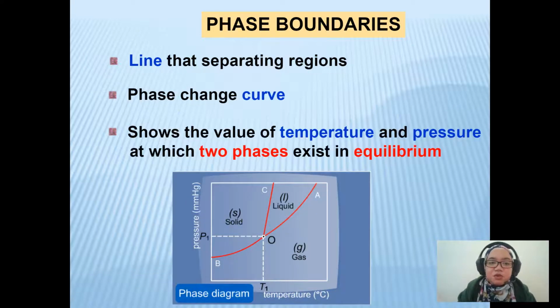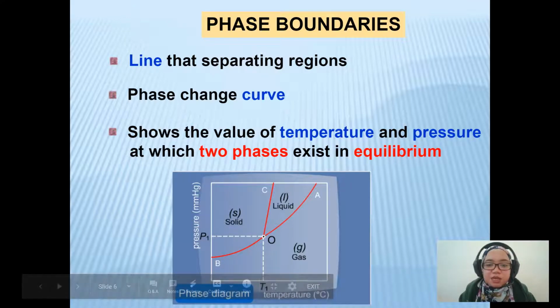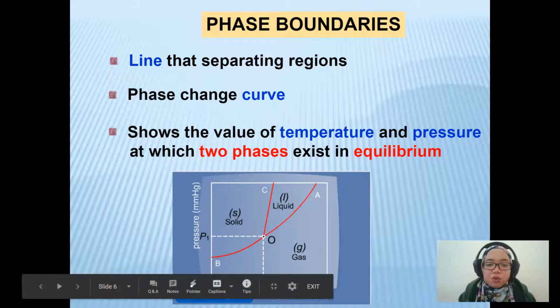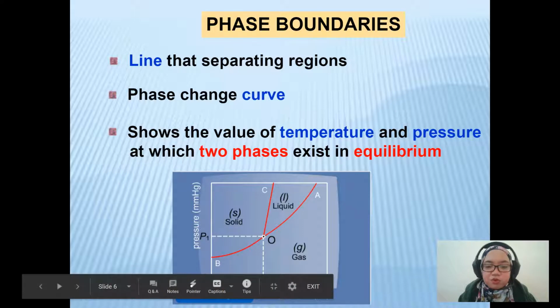So, phase boundary or equilibrium line or equilibrium curve is the line that's separating regions, also called the phase change curve. It shows the values of temperature and pressure at which 2 phases exist in equilibrium. For example, the solid-liquid equilibrium line shows the values of temperature and pressure where the solid and liquid exist in equilibrium. Same goes to this: the liquid and gas are in equilibrium, and this line is the solid and gas in equilibrium.